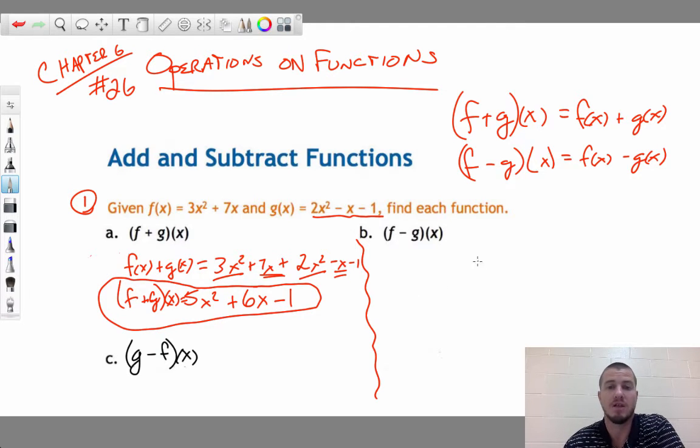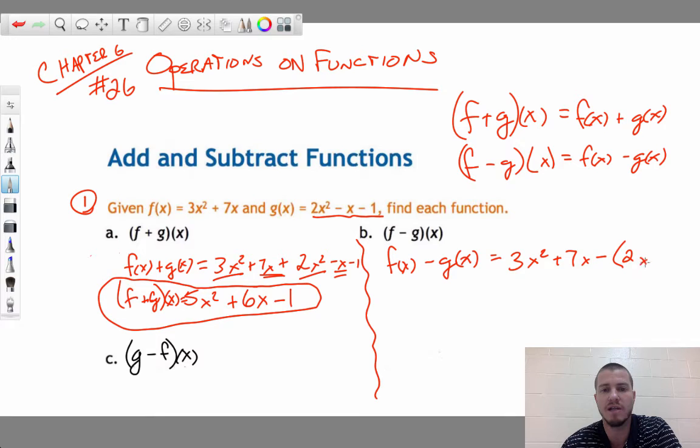There you go. So the next one is going to be f of x minus g of x. And we've done this before, basically. You're subtracting the expressions. So 3x squared plus 7x, but you're subtracting this whole g of x, 2x squared minus x minus 1. So that negative needs to be distributed into that. I get 3x squared plus 7x minus 2x squared plus x plus 1.